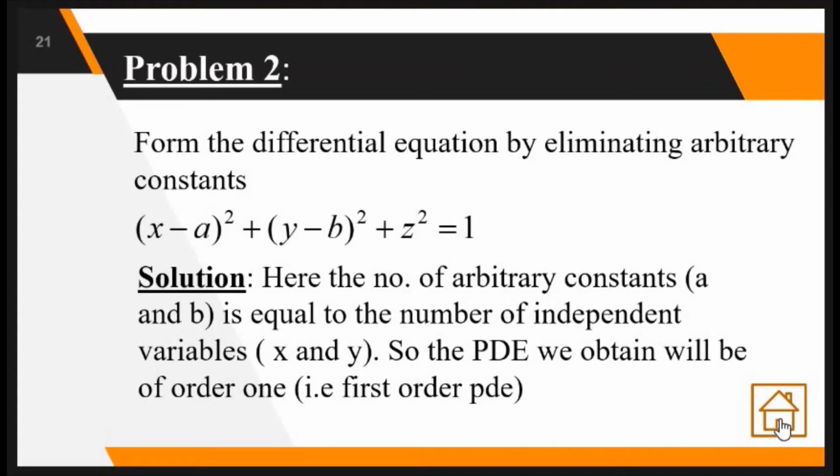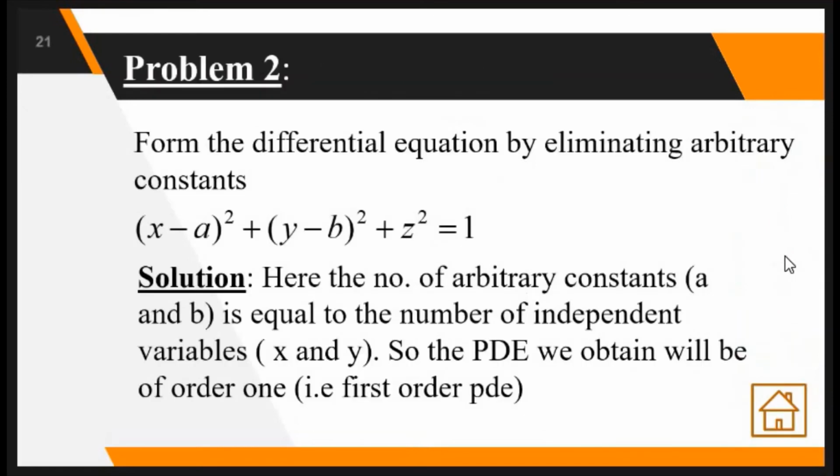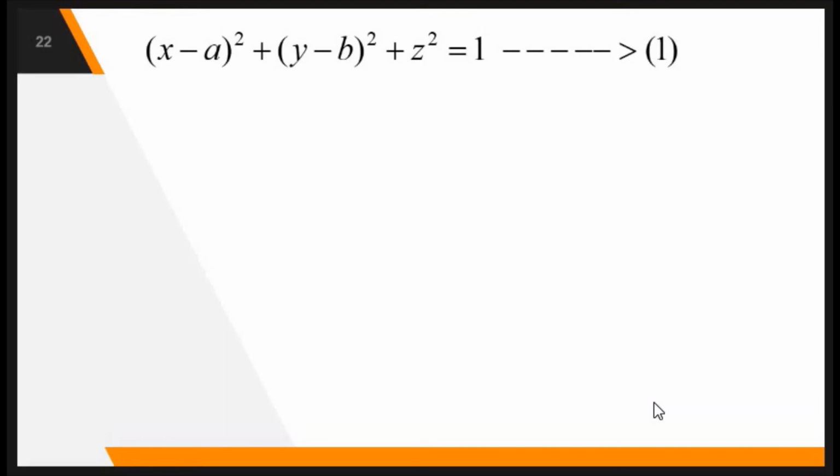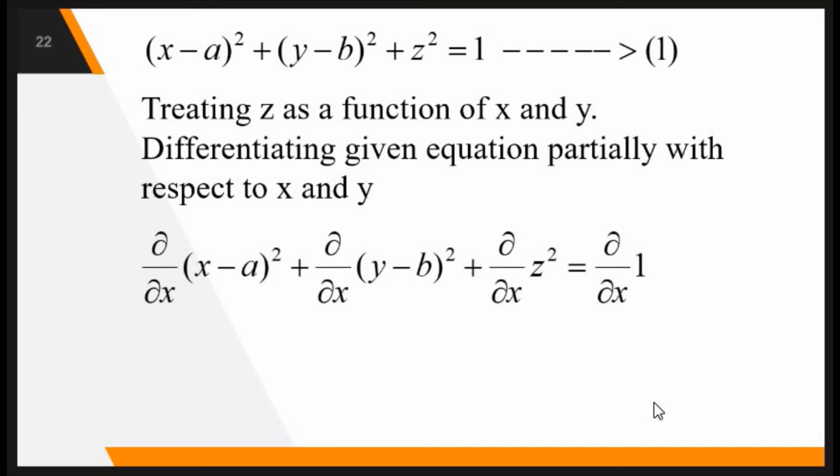I will take you back to that slide. So this is what I was mentioning. When both are equal, we have to find only p and q. This is enough. Now let me move back to problem 2. Rewrite the given equation, call that equation number 1, treating z as a function of x and y, differentiating partially with respect to x and y. Now first I am differentiating with respect to x.